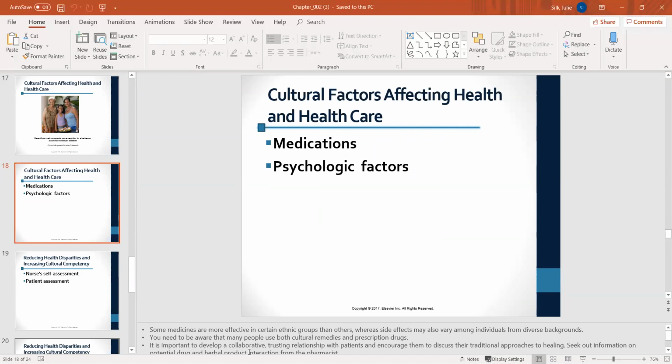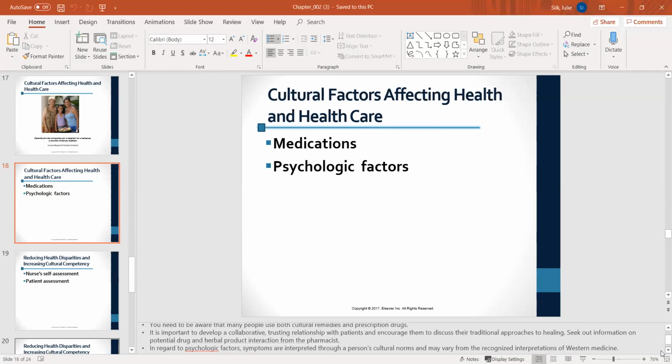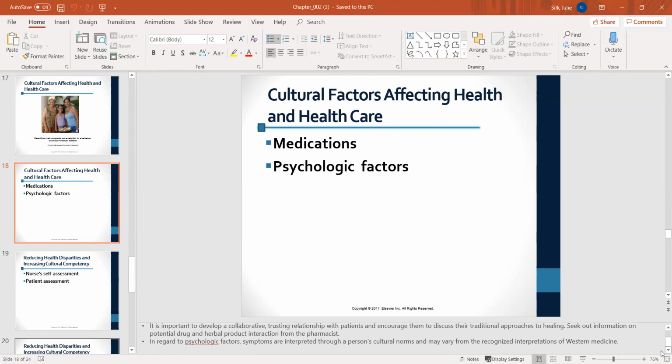It's important to develop a collaborative, trusting relationship with patients and encourage them to discuss their traditional approaches to healing. Seek out information on potential drug and herbal product interactions from the pharmacist. In regards to psychologic factors, symptoms are interpreted through a person's cultural norms and may vary from recognized interpretations of Western medicine.